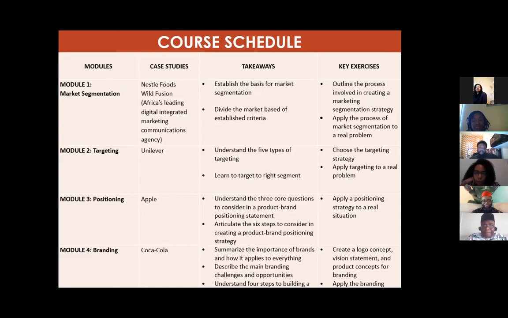There are ways of segmenting market. There are procedures of segmenting markets. It could be demographically, it could be geographically, and it could be even psychographically. You know, they are in the course content already. And the takeaways will be to establish the basis for market segmentation, because the nature of the course is quite interesting.